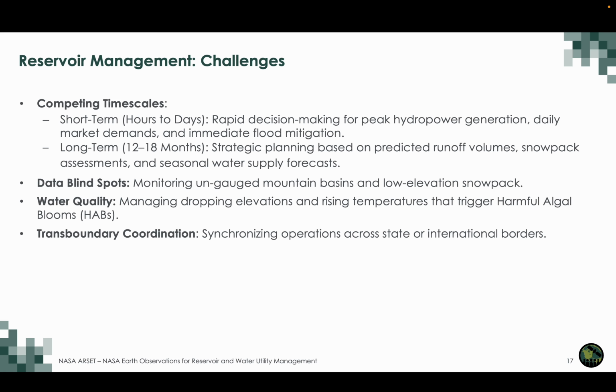Also, data blind spots are a challenge. Monitoring ungauged mountain basins and low elevation snowpack is difficult because there are no ground-based measurements available. Yet, this information is vital for assessing how much water will flow into a reservoir. Water quality is another challenge: dropping water elevations and rising temperatures can trigger harmful algal bloom, which is hard to monitor. And finally, transboundary coordination. When a river or reservoir crosses state or international borders, synchronizing operations across those boundaries is very challenging.